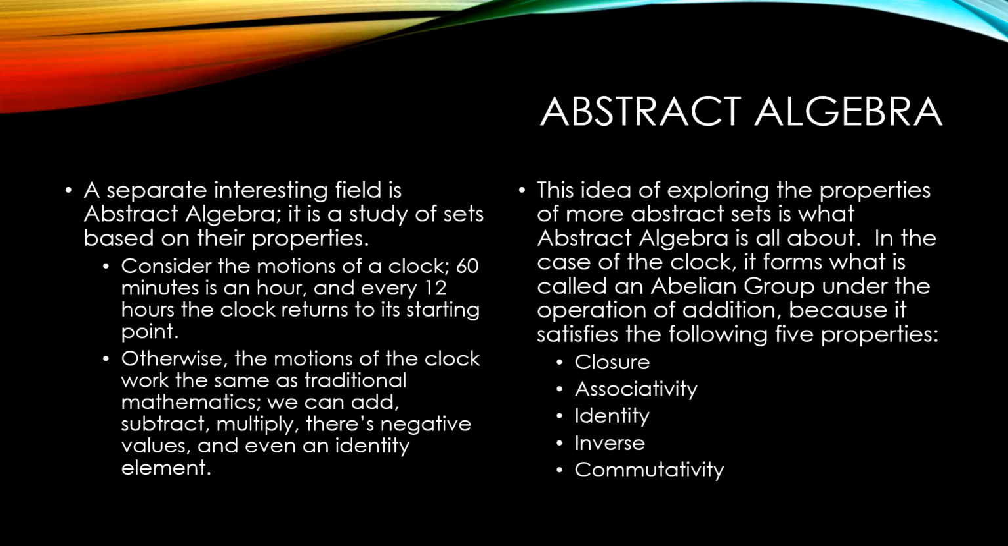If you wanted to go with a 24-hour clock, same thing, but then you would be adding 24 hours to it. If you wanted to go back 5 hours, well, that would be the same as adding 7 hours to the clock, or different with the 24-hour clock. The idea of exploring these properties on more abstract sets is what abstract algebra is all about. In the case of the clock, we would say that it forms what is called an abelian group under the operation of addition, because it satisfies these 5 properties: closure, associativity, identity, inverse, and commutativity.